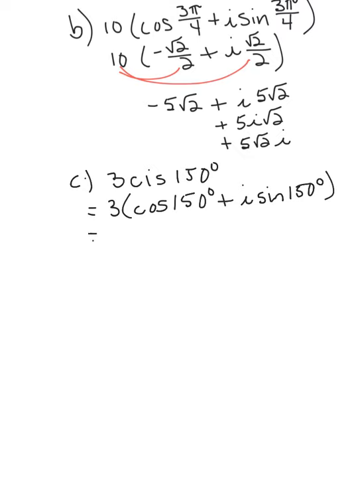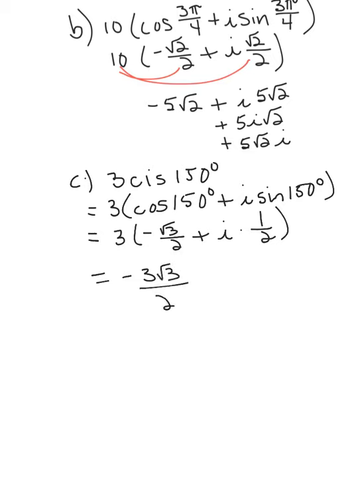So now we're going to substitute what we know, cosine 150 to equal, which is negative square root of 3 over 2, plus, keep your I, the sine of 150 is positive 1/2, and then distribute your 3. So you're going to get negative 3 square root of 3 over 2 plus 3 times 1/2 is 3/2. Usually if you just have a number and the number goes in front of the I.